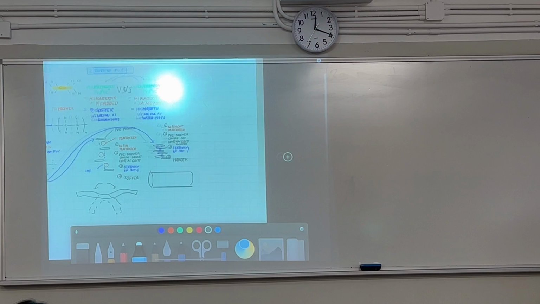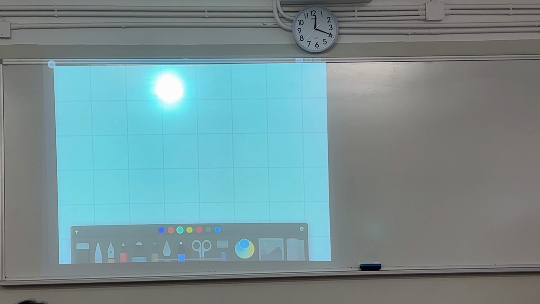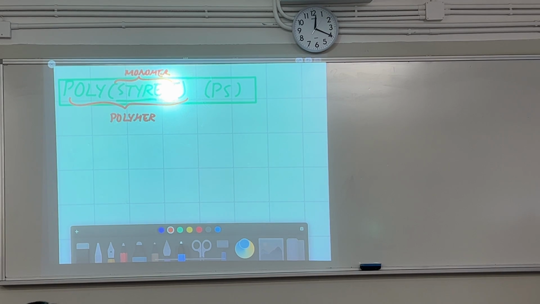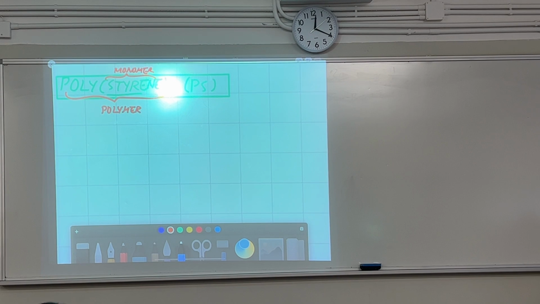Next up, we have another plastic that is also very important in life, and you must have used it before. It's polystyrene, or Styrofoam. PS. Yes, have you heard of styrofoam? This is where the word sty comes from, okay? So polystyrene, its short form is PS. So that means this is the monomer again, and polystyrene being the polymer. Okay, so you have polystyrene made from the monomer styrene.